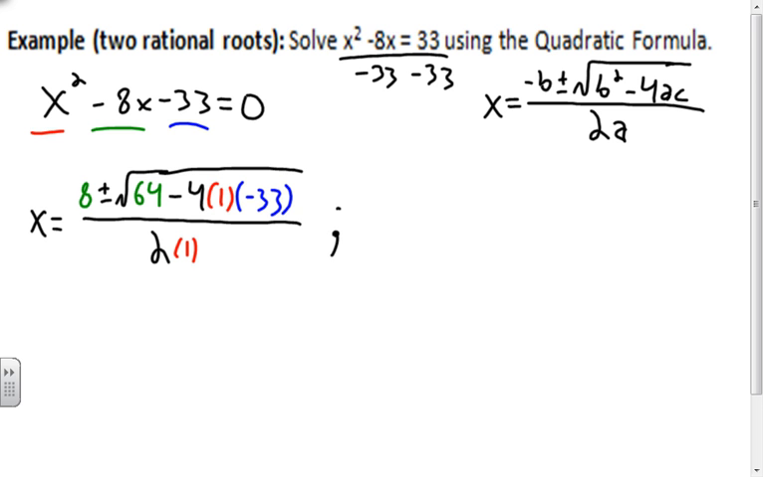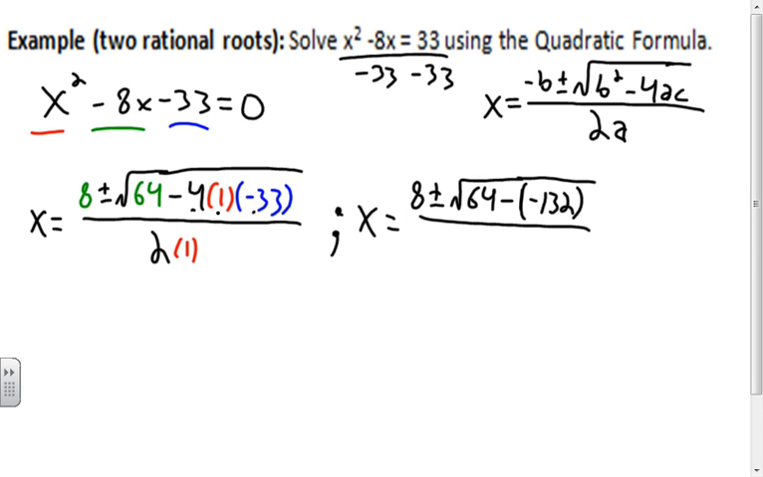So there's kind of a lot going on in these. In this case, we simplify what we've got, so it's x equals 8 plus or minus square root of 64 minus 4 times 1 times negative 33. You're going to want to have a calculator available. That's going to help out on these ones. In this case, it's going to come out to negative 132. All over 2 times 1 is 2.